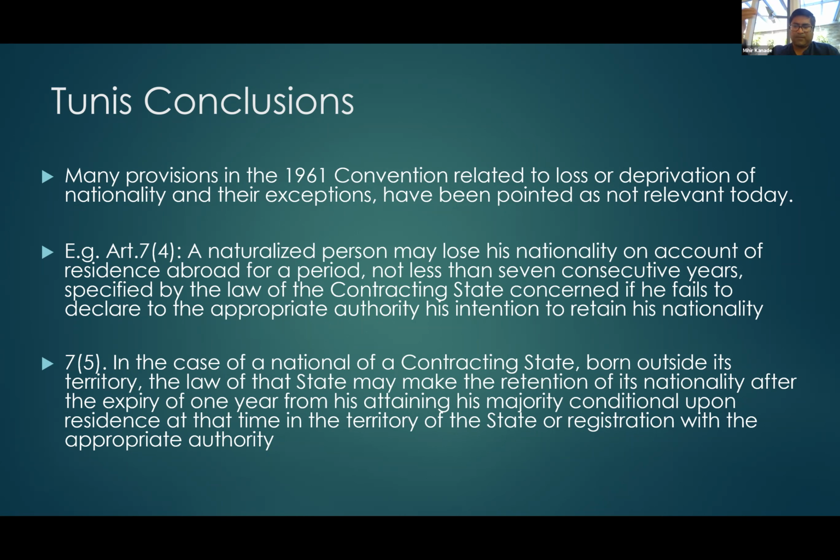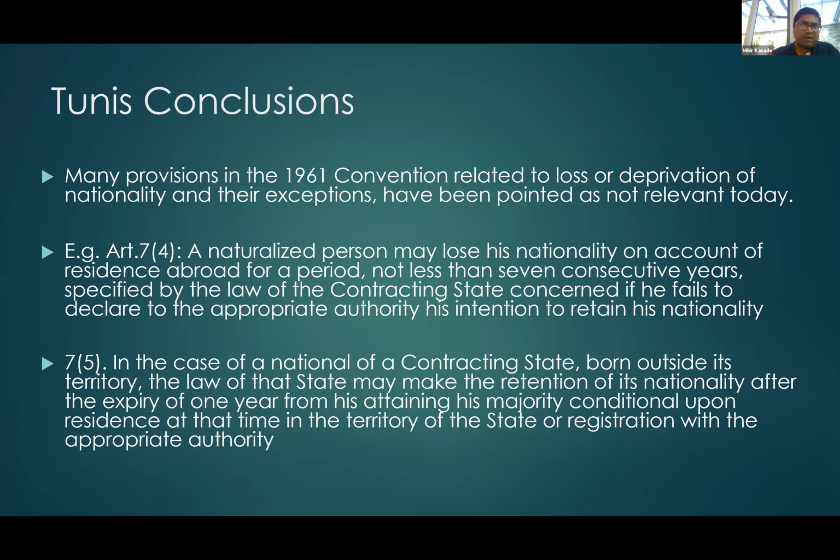But let's say that he naturalized as a Costa Rican citizen, but of course he may not live in Costa Rica for all his life. He may work abroad, he may go abroad. What this provision says is that if he has lived abroad as a naturalized Costa Rican citizen for 7 consecutive years, then he may lose his nationality on account of that, if he fails to declare to the appropriate authorities of Costa Rica his intention to retain his Costa Rican nationality.